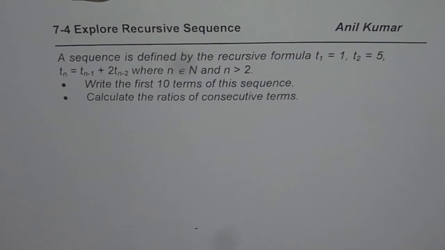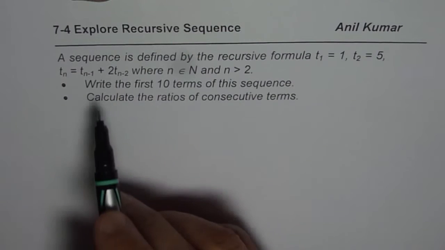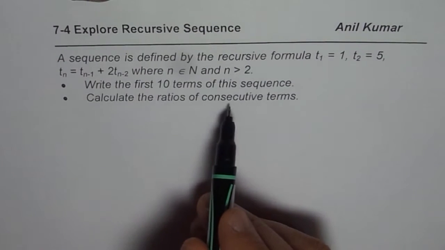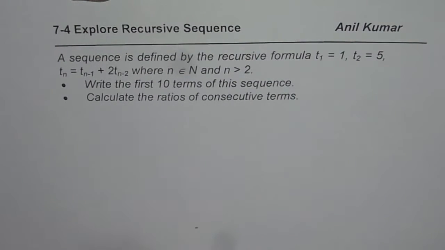The question here is, a sequence is defined by the recursive formula t1 equals 1, t2 equals 5, and tn is tn minus 1 plus 2 times tn minus 2, where n belongs to natural numbers and n is greater than 2. Write the first 10 terms of this sequence. Calculate the ratios of consecutive terms. We have done similar questions.